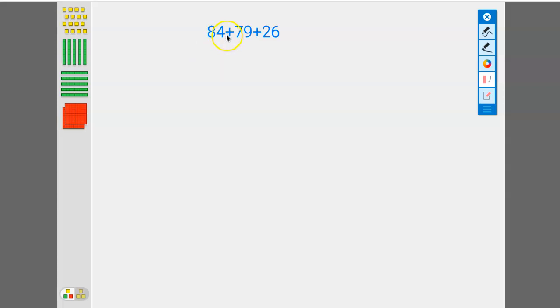So I'm going to look at my ones first. In 84, I see there's 4 ones. And in 79, I see 9 ones. And in 26, there are 6 ones. So if I add up my 4, 9, and 6, all those 3 numbers together, do you think I'm going to have to regroup a 10? Yes, we're definitely going to have to regroup a 10.